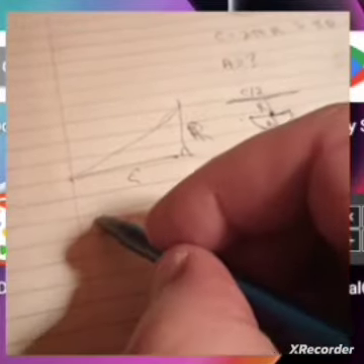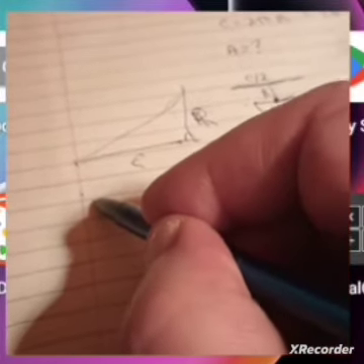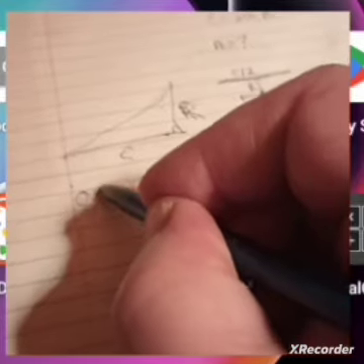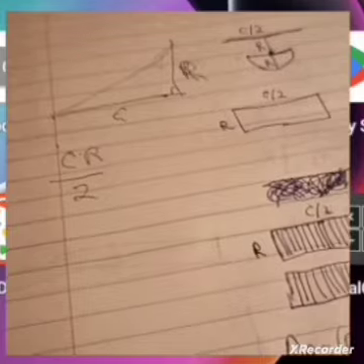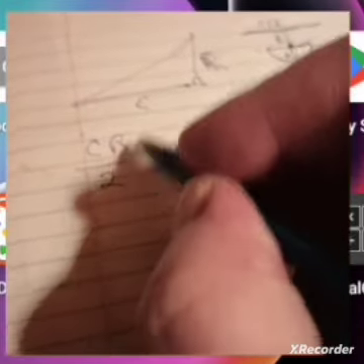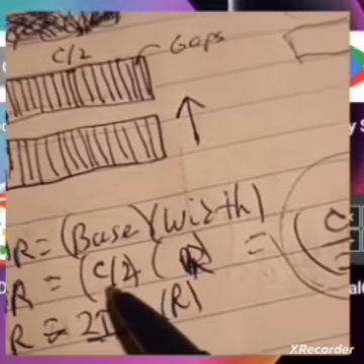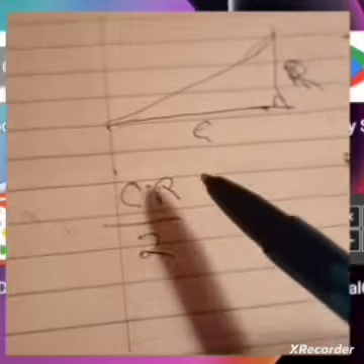And then the area of a triangle is base times height, so circumference times radius divided by 2, and you get the same value. The area of the circle is pi r squared. You get the same values down here. Half the circumference times the radius. You get the same value.